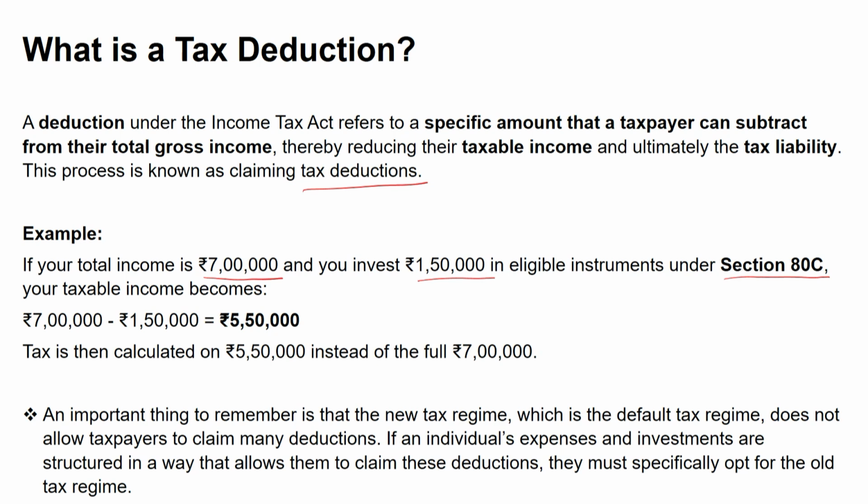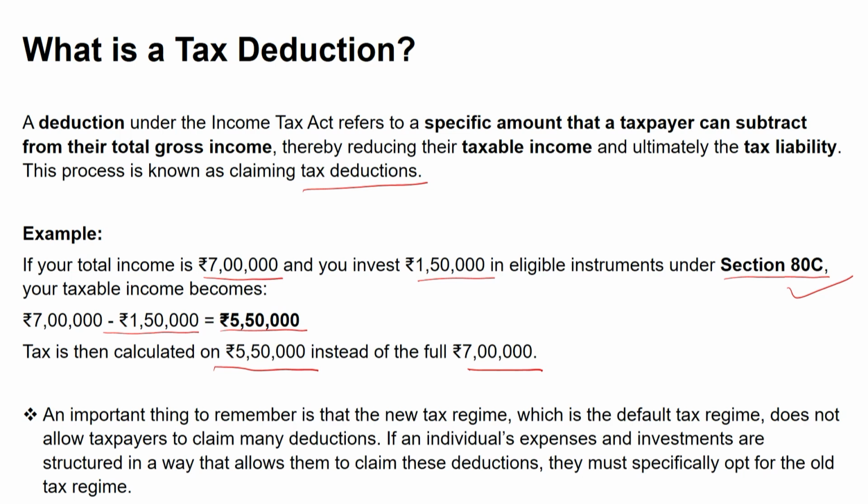If you have invested in any one of them, then you can deduct the amount of 1,50,000 rupees for the saving into such kind of financial instruments that are allowed under section 80C. So your total taxable income in such case will be 5,50,000 rupees only. So tax will be calculated on 5,50,000 rupees instead of the income of 7 lakh rupees, which is the gross total income for the assessee.